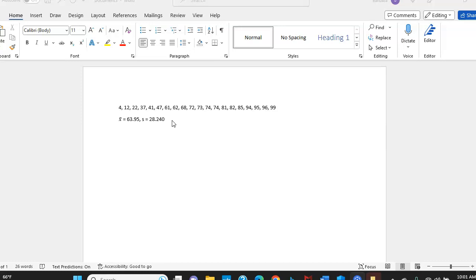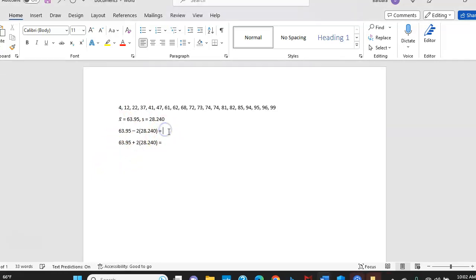Now, the first part of Chebyshev's rule says that at least 3/4 of the data lies within two standard deviations. So I've got the mean here and the standard deviation, and I've got my data. So let's go ahead and figure out what two standard deviations above and below the mean are. So my mean minus two standard deviations. We'll do that calculation. And then we'll also do my mean plus two standard deviations. And let's do those two calculations in our calculator.